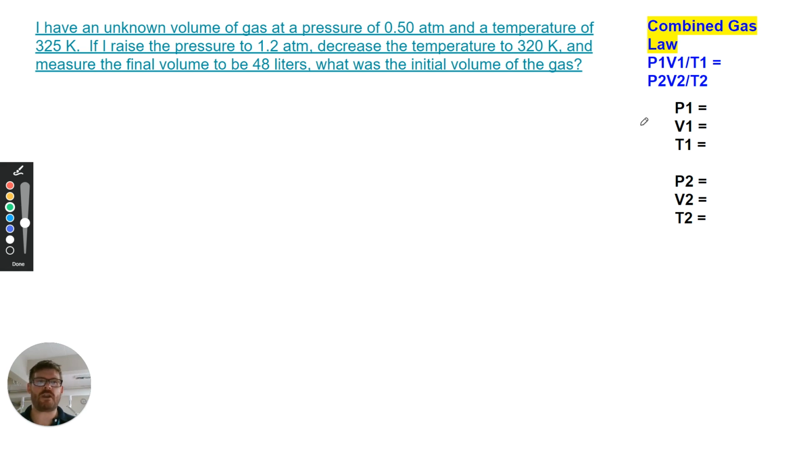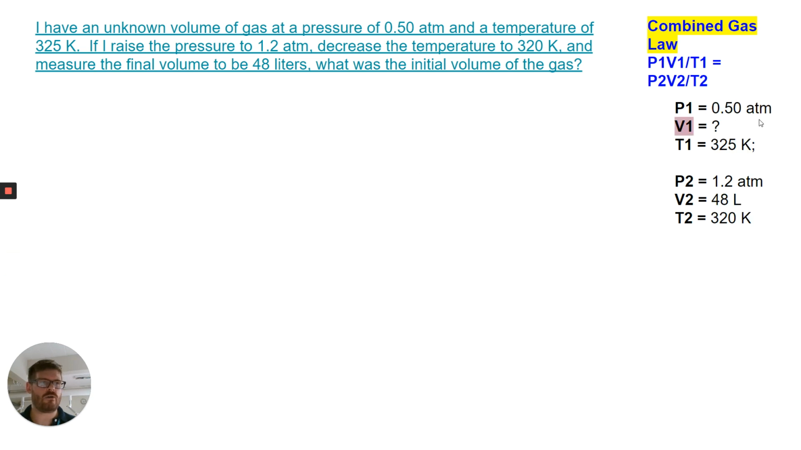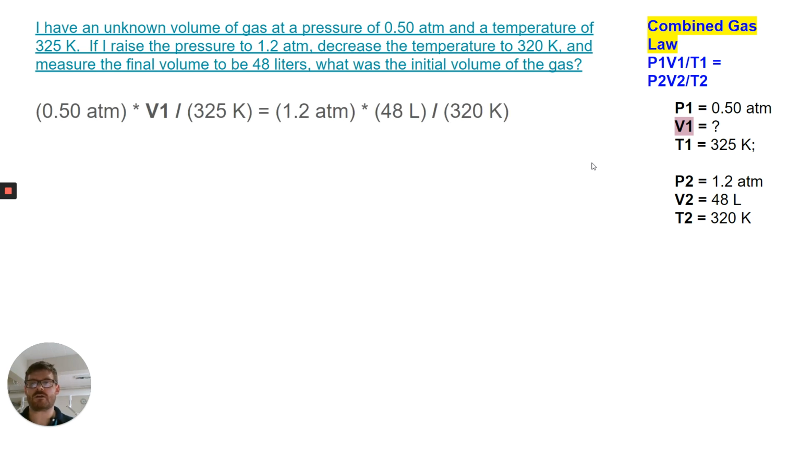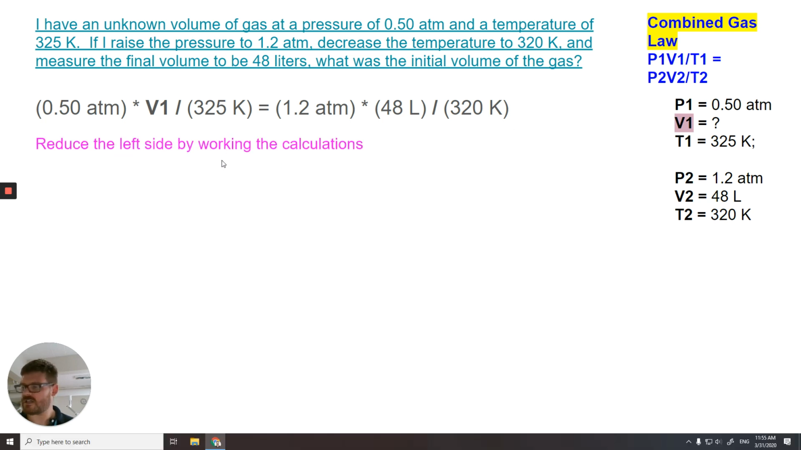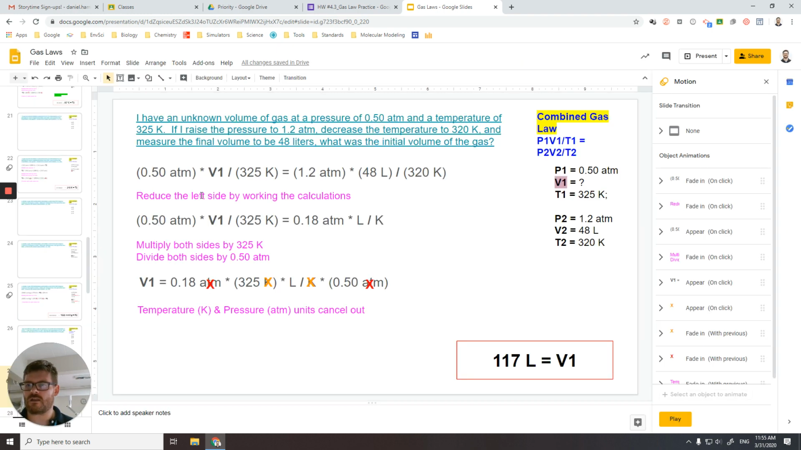So I've identified them all. Now we need to put those numbers into our equation over here. So there it is. It looks like we're going to end up solving for V1. All right. So here's how it's going to look. We need to isolate for V1, so there's a couple of ways we can do this. I recommend that since we've got this block of numbers over here, why don't you just simplify that by running the math, okay? So just reduce the left-hand side.